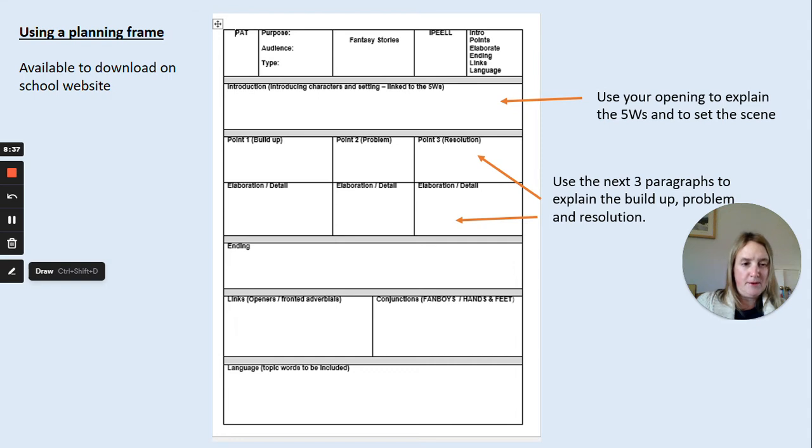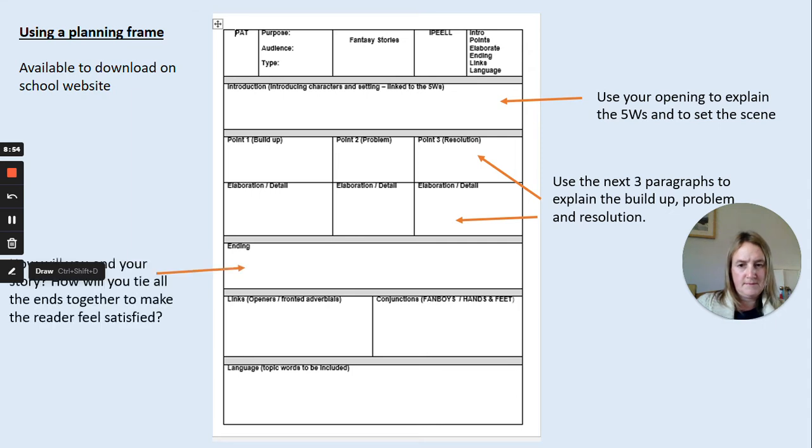Then point 2, the problem. What is it the character's got to solve? If we go back to that man with the tree and all those light orbs, what was the problem he was trying to overcome? And then point 3, the resolution. How is it solved? And then the ending. How will you end your story? So you tie all those ends together to make the reader feel satisfied. Do you remember, like in the end of Letters from the Lighthouse, we knew that everything had happened, all that key problem about Suki going missing, she was found, and as a reader we feel satisfied.